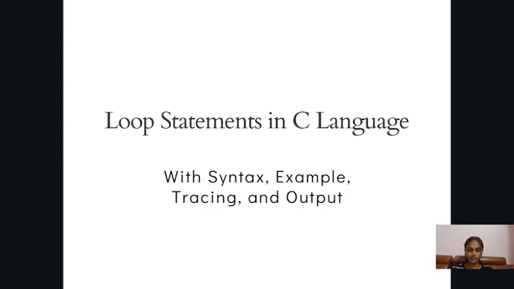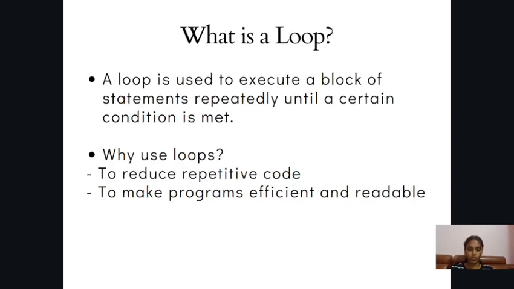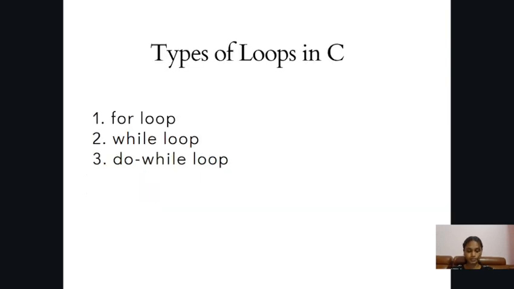In programming, we often need to execute a block of code multiple times. For example, printing numbers from 1 to 10 or calculating the sum of first 100 natural numbers. Instead of writing those statements repeatedly, we use loops. A loop executes a set of statements again and again until a given condition becomes false. C provides three main types of loops: for loop, while loop, and do while loop. Let's go through them one by one.